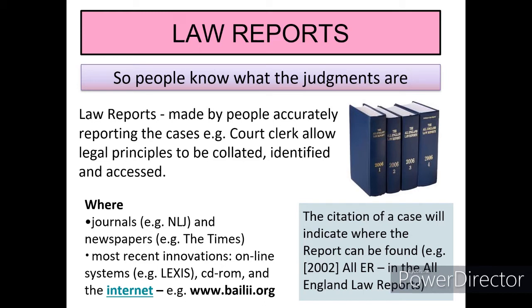First of all, let's have a look at law reports. So we know law reports are important so that people know what the judgments are. And of course, they need to be made really accurately, such as by the court clerk. And law reports collate and identify legal principles so that they are easily accessed. And you can find them in various places. For instance, the Times often publishes law reports, usually on a Tuesday, I believe. But you can also these days find them online at www.bailii.org. And when you look at a law report, you will often find it gives you lots of information, including where the case was held, such as it might say SC for the Supreme Court, and where it can be found.